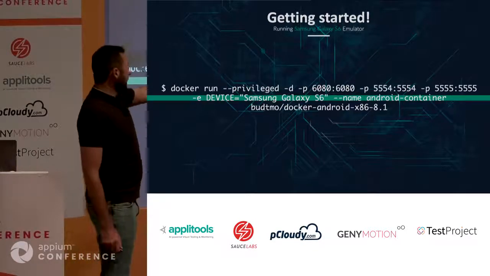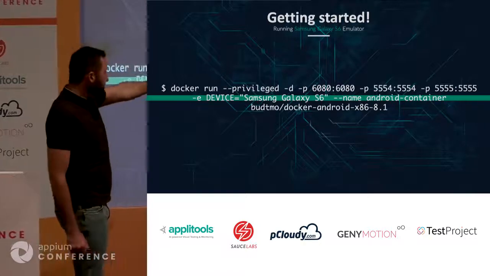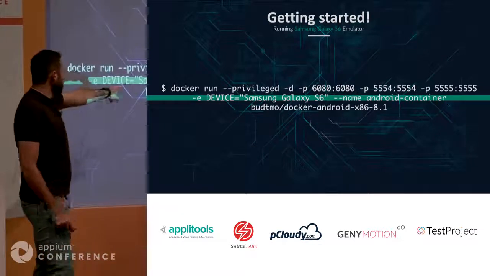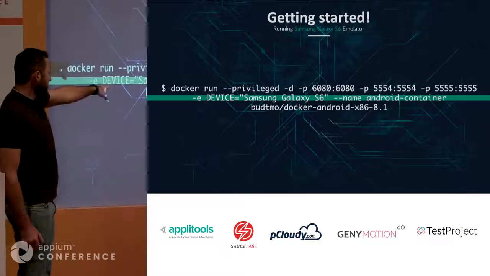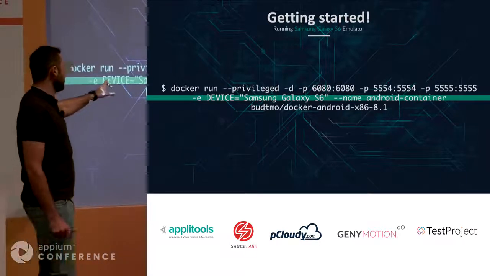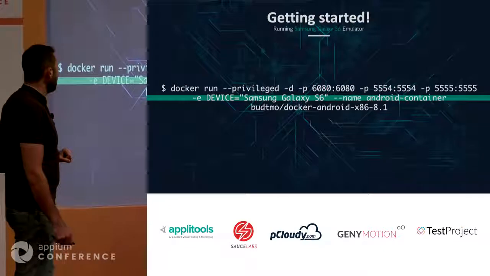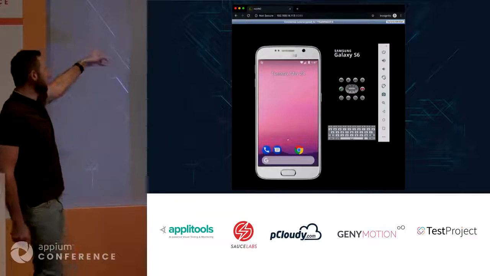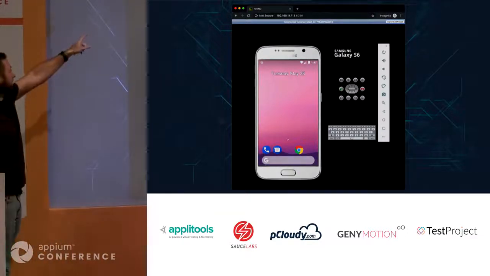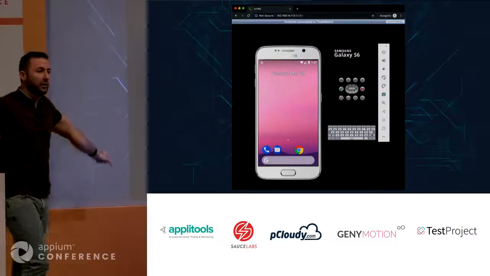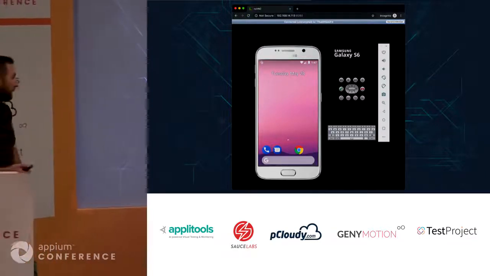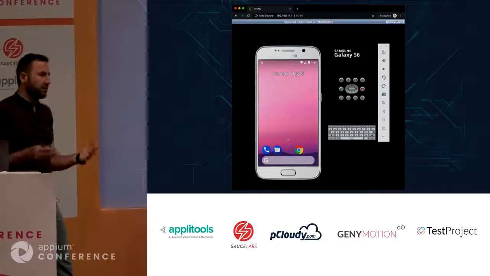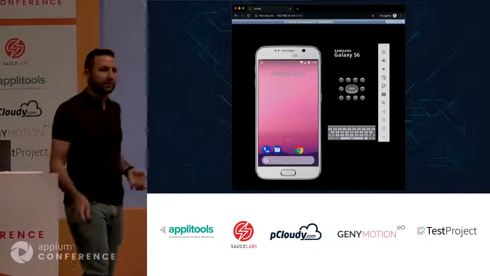So we are running it. We are mapping the 6080 port. We are mapping the 2 ports for the ADBs, and then giving the name of the device. In this particular example, we are running Samsung Galaxy S6, and it runs. It needs some time, and then inside the browser, you are connecting to the host IP with the 6080 port, and you will see your emulator inside the browser. Yeah, it's super easy, fast, and it's really easy to spin up the environment to run the tests.